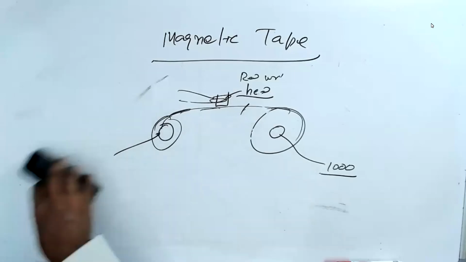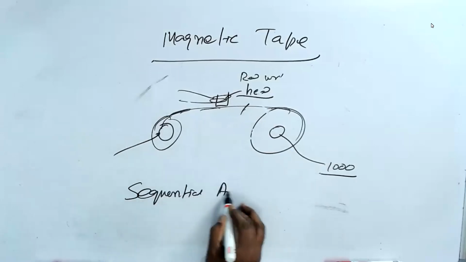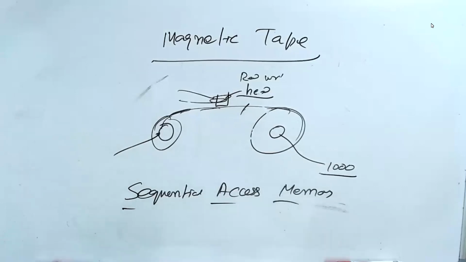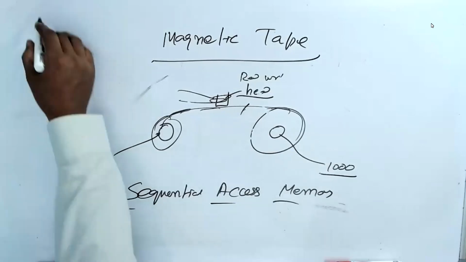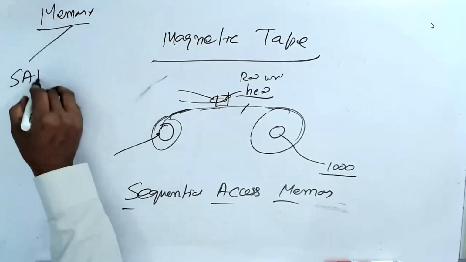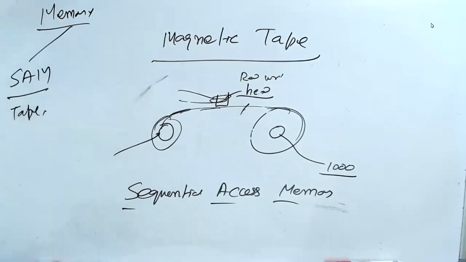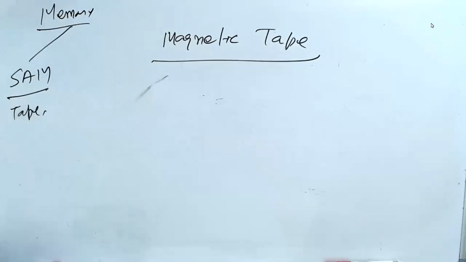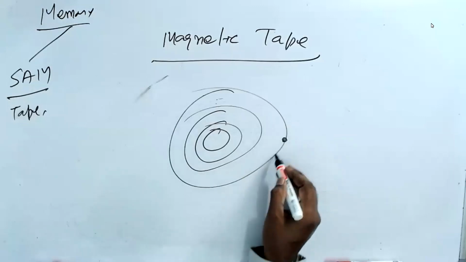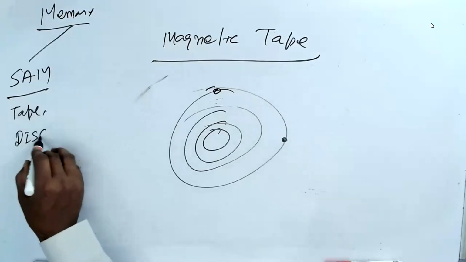This is called sequential access memory, or SAM. So in memory, we call it SAM, sequential access memory. This is tape. In the same way, they made it a little bit faster, and that is called disk. But with disk also, to take the head from here to this place, it takes some time.